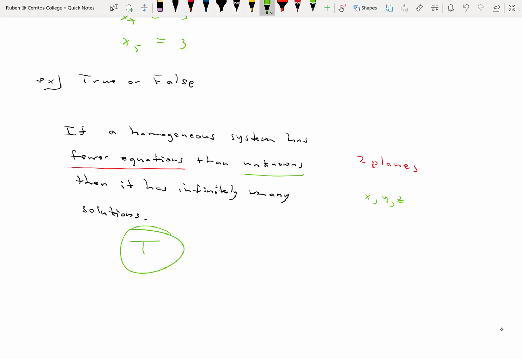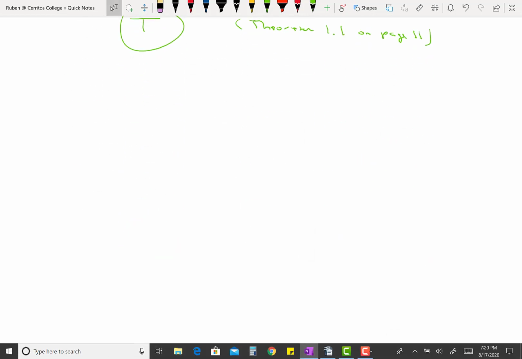If you got lost in this theory, the important thing is this particular true or false question. If you have 2 planes that pass through the origin, they must intersect in a line, which means they have infinitely many intersection points. The general statement then is, if a homogeneous system has fewer equations than unknowns, it has infinitely many solutions. This is true. Okay, this is actually a theorem in your textbook. This is theorem 1.1 on page 11.